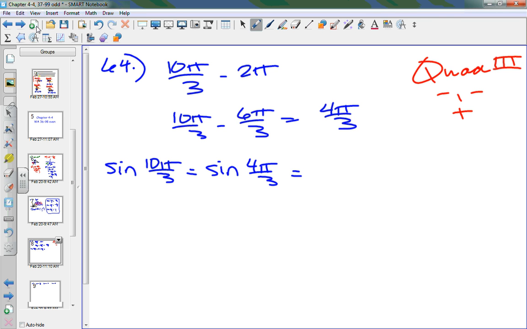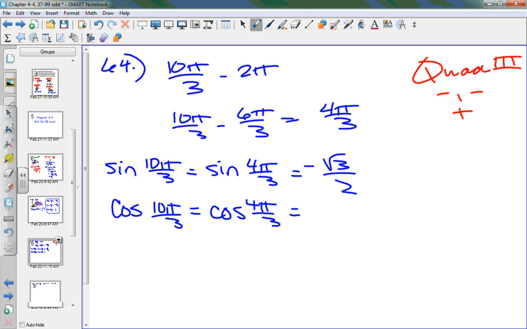So Trish, can you tell me what point we're talking about here that's relating to the denominator of 3? Yes. Looking at the clock, that's a 60-degree angle, so that's going to be 1/2, square root of 3 over 2. So what's going to be the sign? Positive or negative? Negative. Cosine of 10 pi over 3 is the same thing as the cosine at 4 pi over 3, which is going to be what here? Negative 1/2. The tangent of 10 pi over 3 is going to be the tangent of 4 pi over 3, which is going to be what?